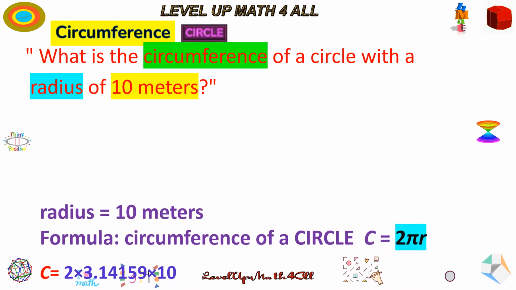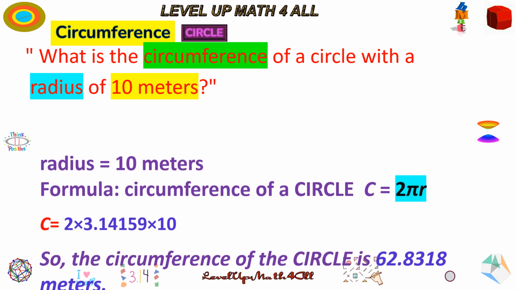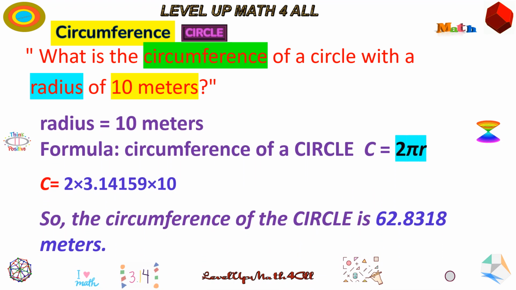Let's revise the given problem and the solution, how we approached it. In this scenario, the given problem is: what is the circumference of a circle with a radius of 10 meters? So what we got is a radius of 10 meters. What we need to find is the circumference of a circle.